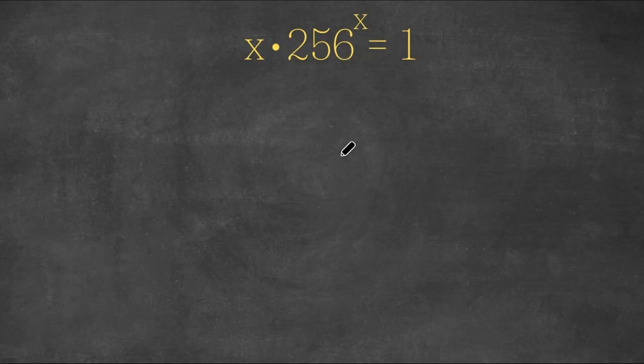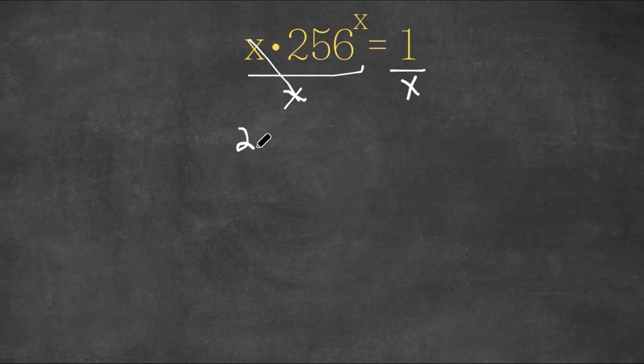In today's video, I'm going to be teaching you guys how to solve this exponential equation. So we have x times 256 to the power of x equals 1. Now what we're first going to do is we're going to get rid of this x on this side and move it to the other side. So how we're going to do that is we're going to divide both sides by x. So on the left side, these two would cancel out, so we would just have 256 to the power of x, and on the right side here, we have 1 over x.